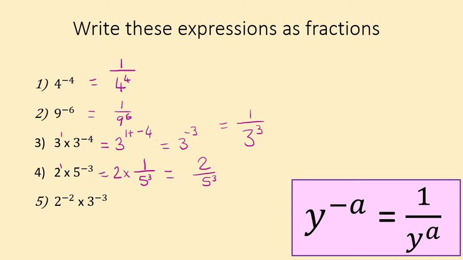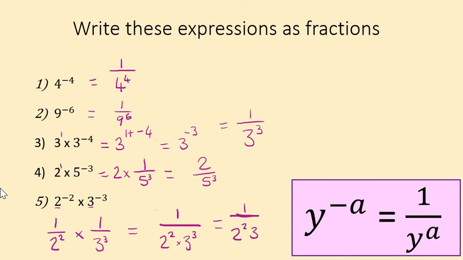And then the last one, same thing again. Look, they're not the same base. We've got a 2 here and a 3 here. So we can't add those powers together. But what we can do is write each one as a fraction. And then we could just times them together. So let's think about how we times fractions. The top is going to be 1 times 1. The bottom is going to be 2 squared times by 3 cubed. And if we want to write this really nicely, we might get rid of that times.